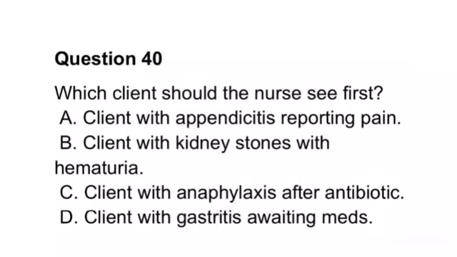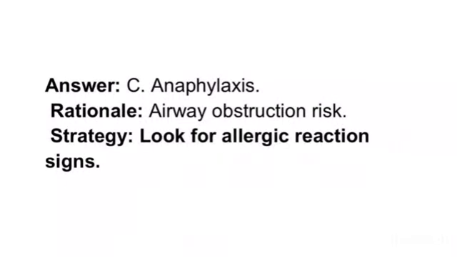Question 40. Which client should the nurse see first? A. Client with appendicitis reporting pain. B. Client with kidney stones with hematuria. C. Client with anaphylaxis after antibiotic. D. Client with gastritis awaiting meds. Answer, C. Anaphylaxis. Rationale, airway obstruction risk. Strategy, look for allergic reaction signs.